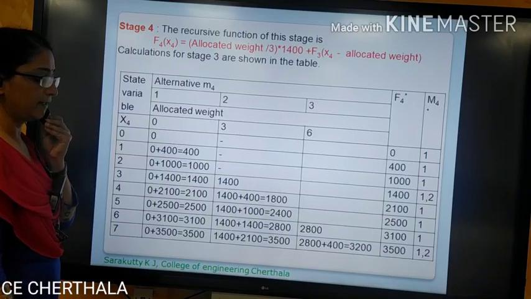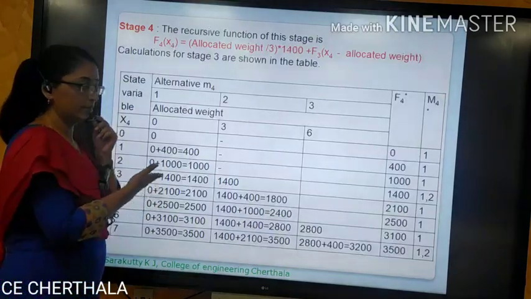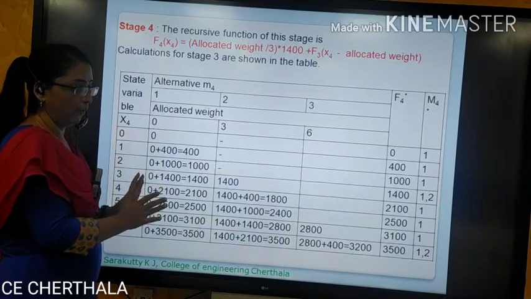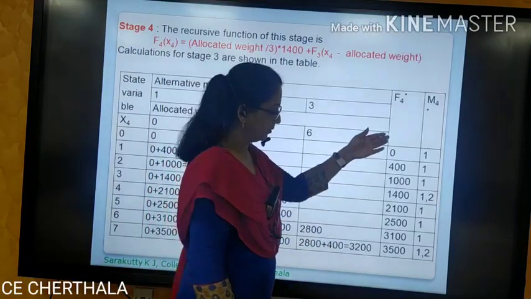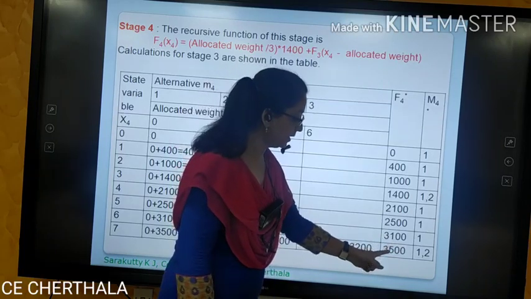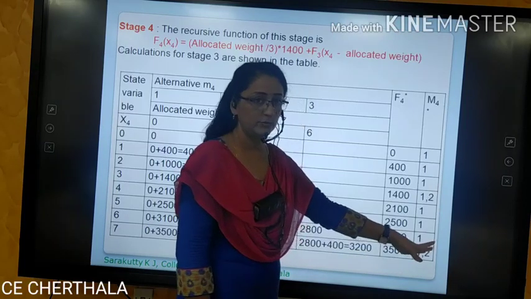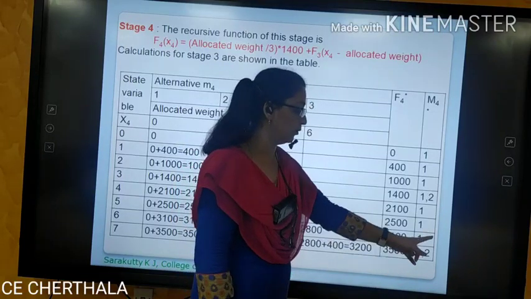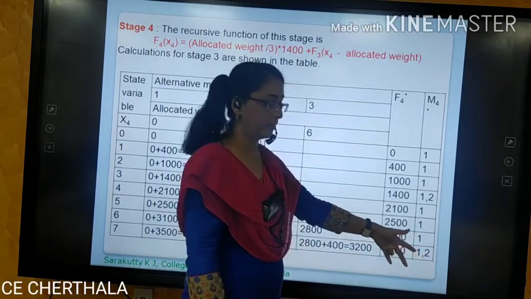So after completing stage 4, now the solution is obtained by tracing the solution from stage 4 to stage 1. First look at stage 4 here, which is the maximum function value. Here the maximum function value is 3500. That 3500 is corresponding to the alternative 1 or 2. That means two possibilities are there. Either we can take first alternative or we can take second alternative. That means there will be two solutions, correct solutions.